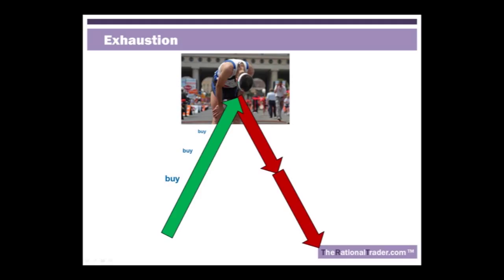The inverse is true as well. You're seeing lots of selling, or rather a decrease in the amount of selling, and then price starts... you just run out of sellers. This is called exhaustion. So absorption: lots of buying, but price is not moving up. Or exhaustion: you ran out of aggressive buyers, and so the price moves down.